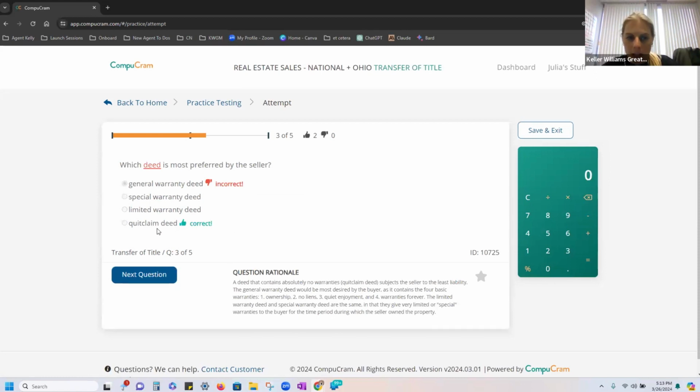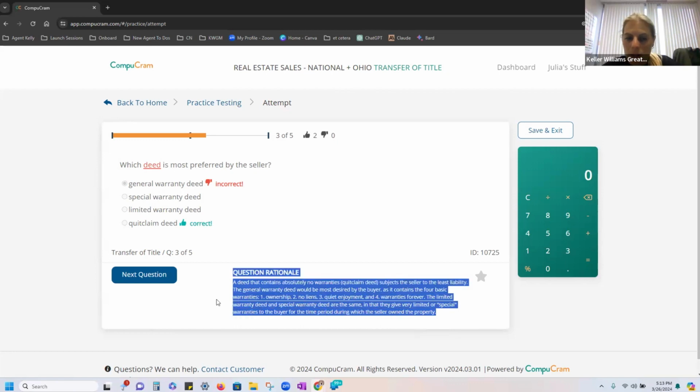I thought it was that too. So it actually is D, quitclaim deed. And a deed that contains absolutely no warranties is a quitclaim deed. It subjects the seller to the least liability. The general warranty deed would be most desired by the buyer as it consists of 4 basic warranties: ownership, no liens, quiet enjoyment, and warranties forever. Oh, got it. Good job, guys. So preferred by the buyer is going to be the general warranty deed, and preferred by the seller is going to be the quitclaim deed.